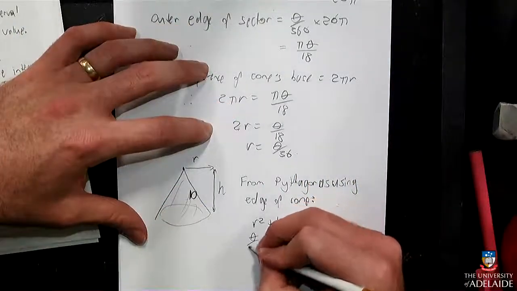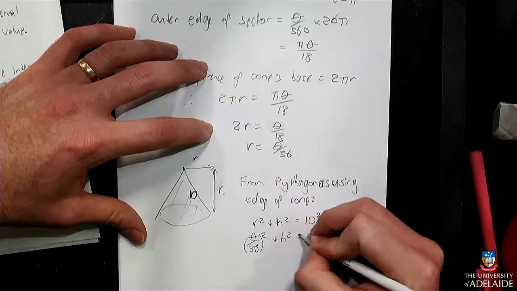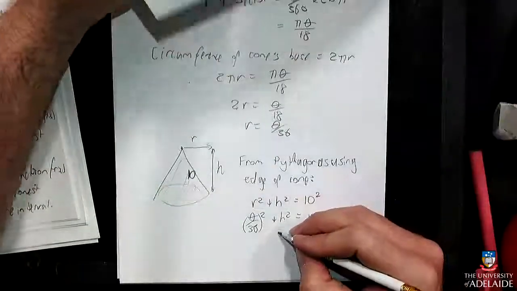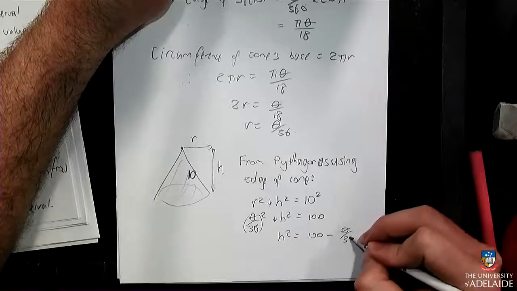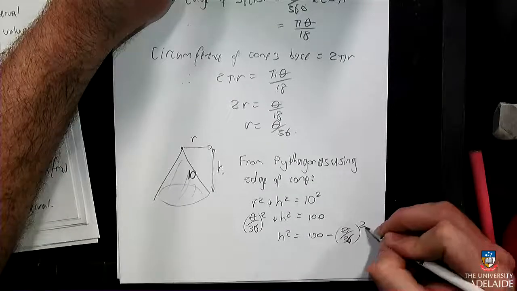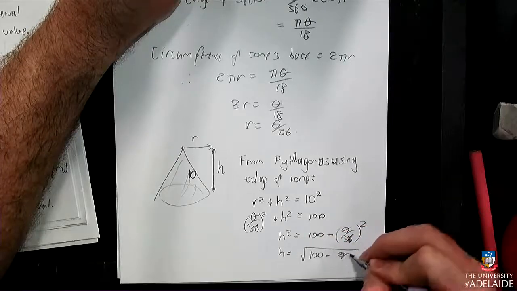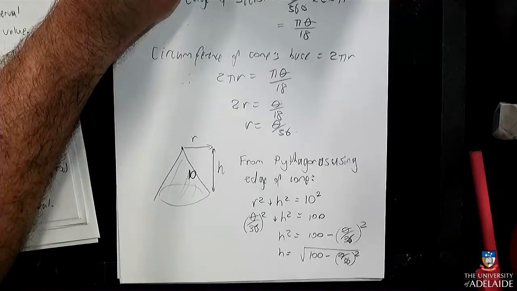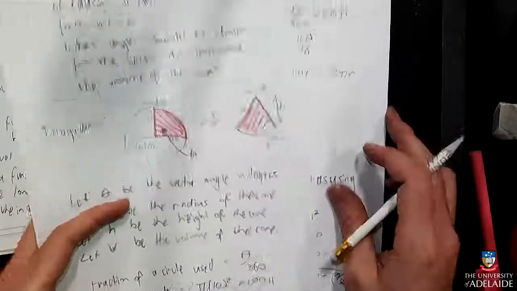That's (theta on 36) squared plus h squared is 100. So h squared is 100 minus (theta on 36) squared. So h must be the square root of 100 minus (theta on 36) squared. Okay, so now I've got the r in terms of theta and the h in terms of theta. It should be possible to figure out the volume from this r and h.